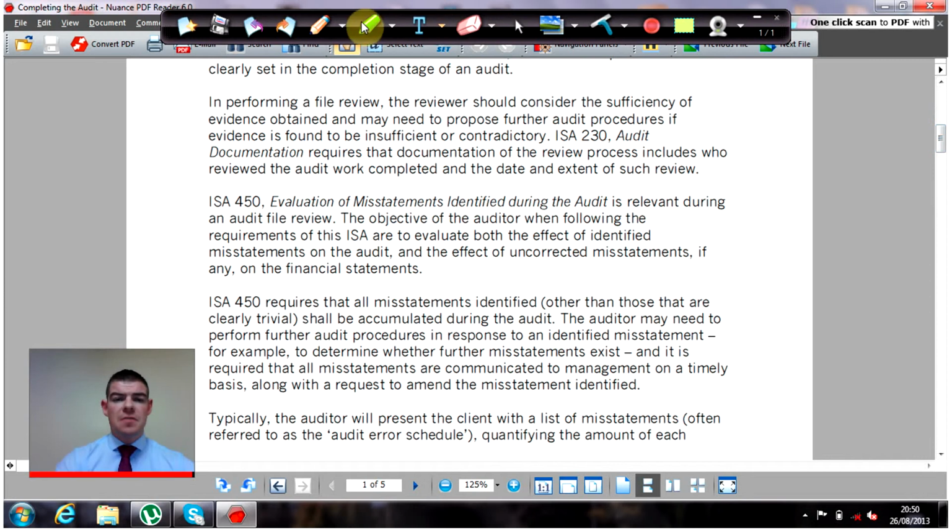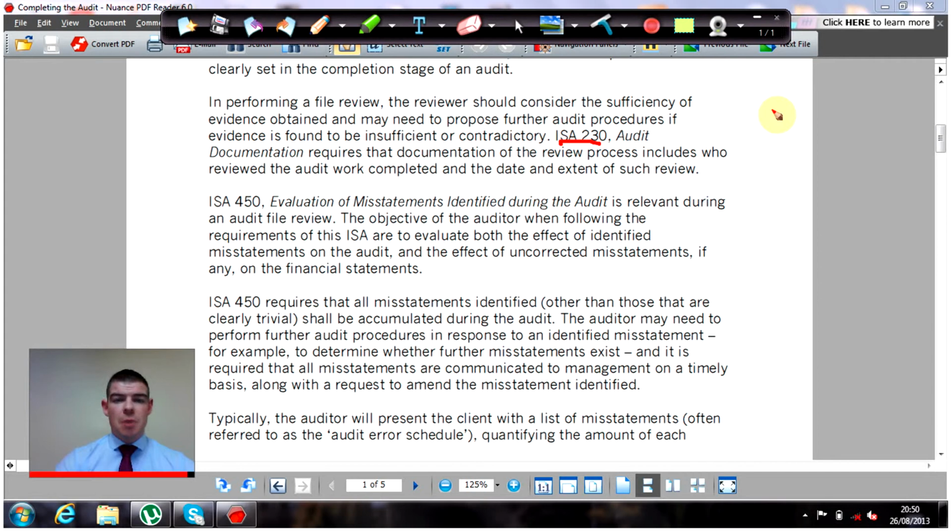Okay, so in performing a file review, the reviewer should consider the sufficiency of evidence obtained and the documentation that's obtained, especially under ISA 230 audit documentation, because the audit file and audit documentation is the backup and is a substantiation of the auditor's opinion in the set of financial statements. So therefore, it is key.